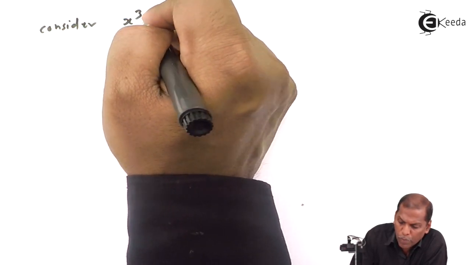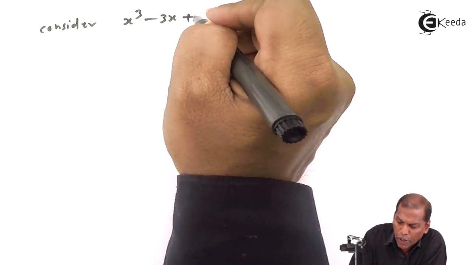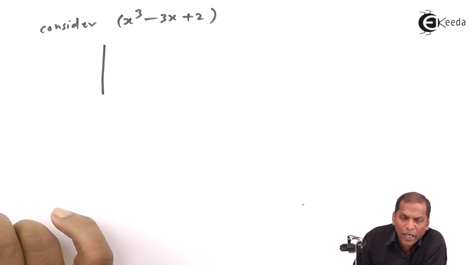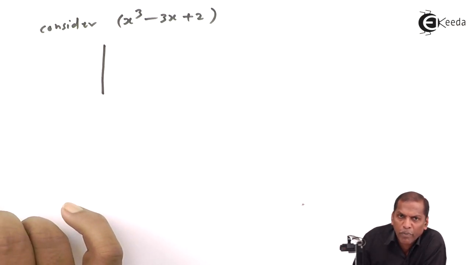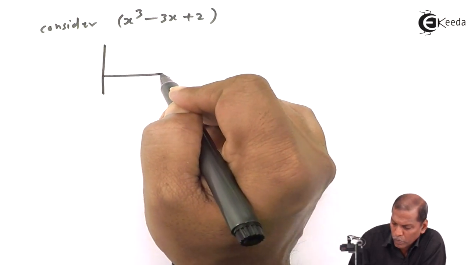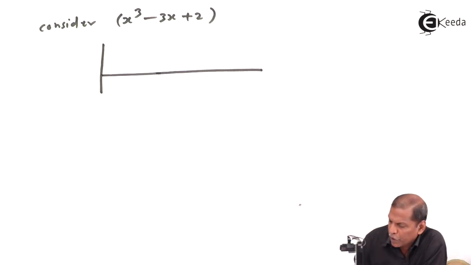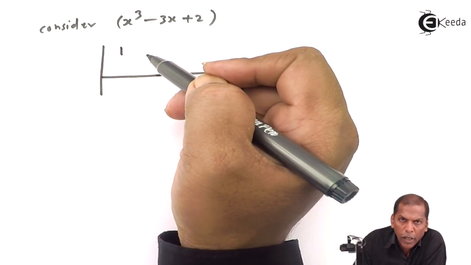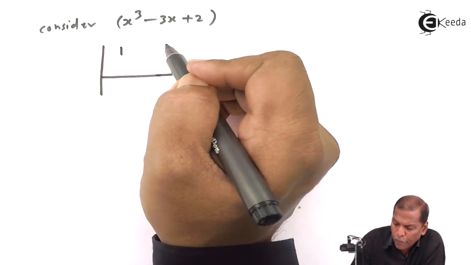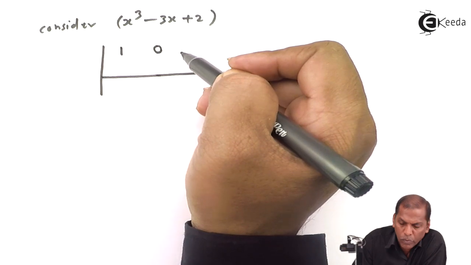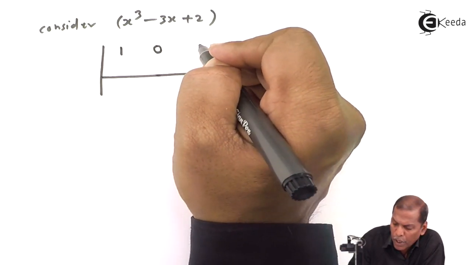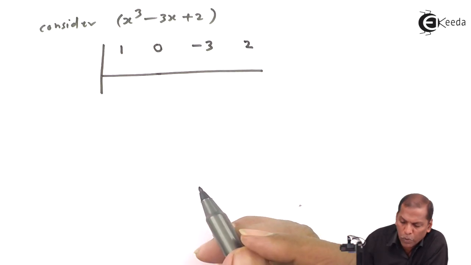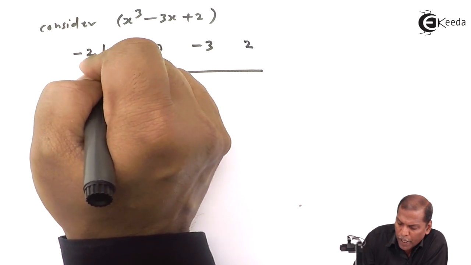Consider x cube minus 3x plus 2. Now this also we have to factorize by using synthetic division method. First we write coefficients. Coefficient of x cube is 1. Here x square term is absent, so its coefficient is written as 0. Then coefficient of x is minus 3, and finally the constant term is 2. We start from minus 2.